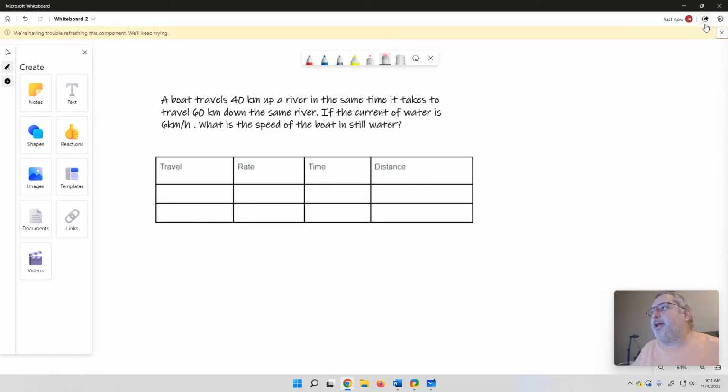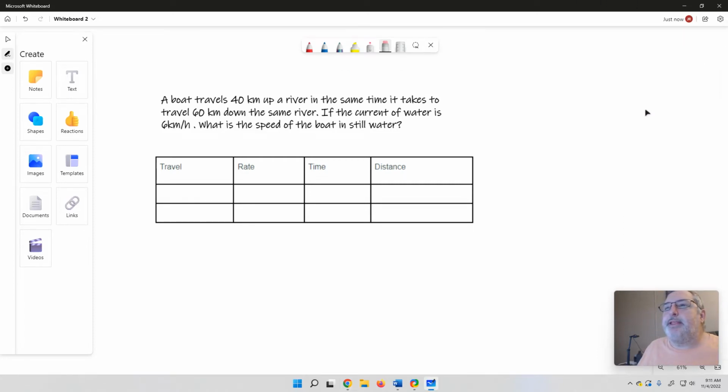We're looking at a problem in Algebra 2. This is the stream problem. So we're having trouble setting this up, so I just want to give you some advice on how to do it so you can set yours up and solve your problem.